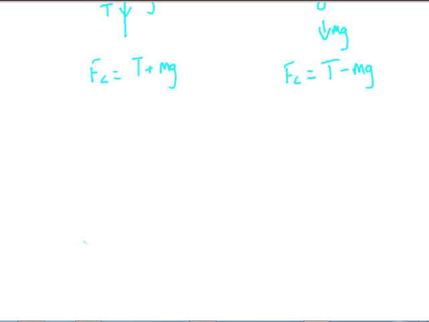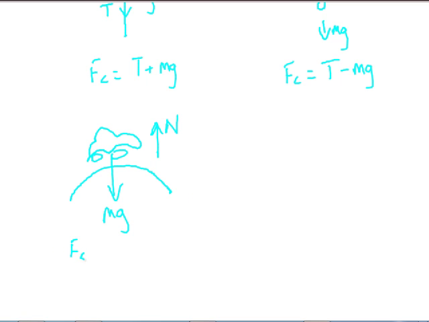So next would be something like a car going over a gigantic speed hump. Whoops, car's not even on the ground. What a good looking car. We're airborne. So pretending that was actually on the ground, we've got mg acting down, and you've got your normal reaction force pushing the car up. So here, Fc equals mg minus the normal reaction force.